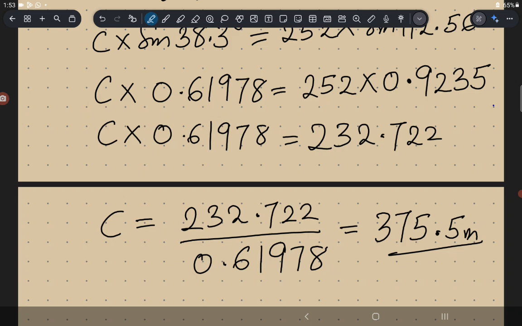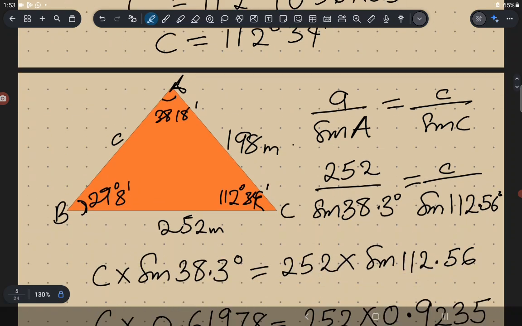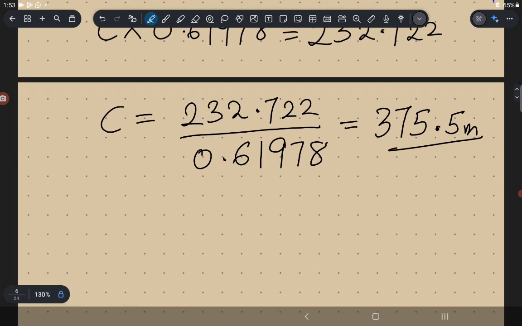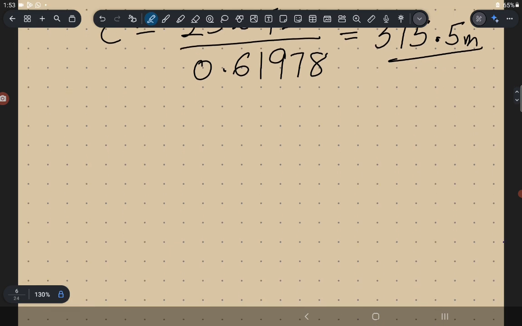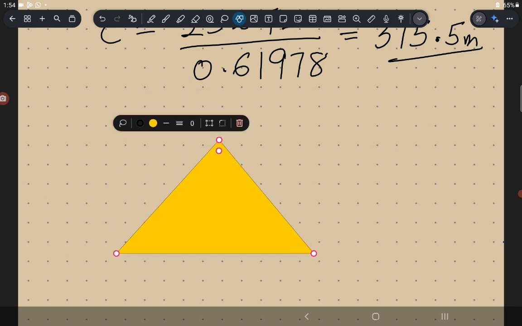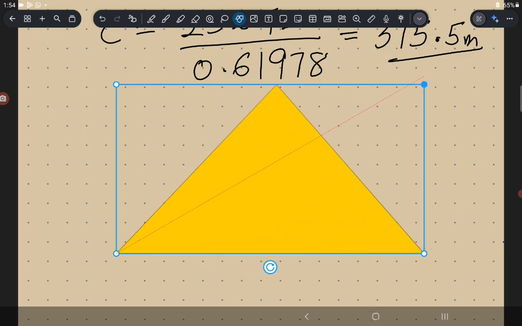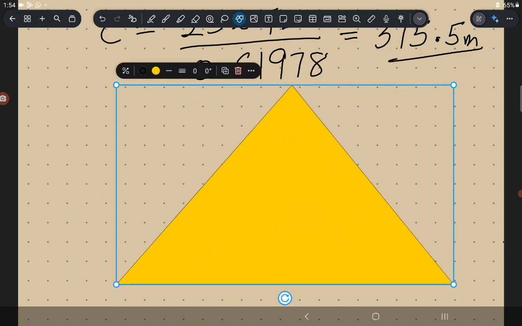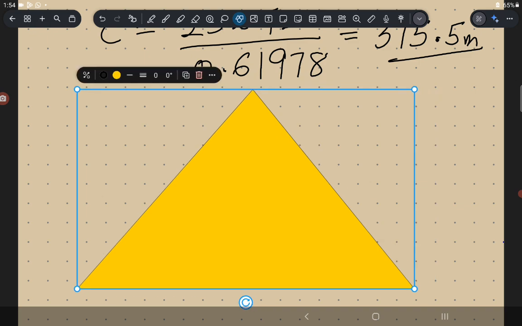So let's now put the value of c in. So our c now gives us 375.5 meters. So now I want you to try this. I want you to solve this for me and solve it completely. I need a complete solution for this.